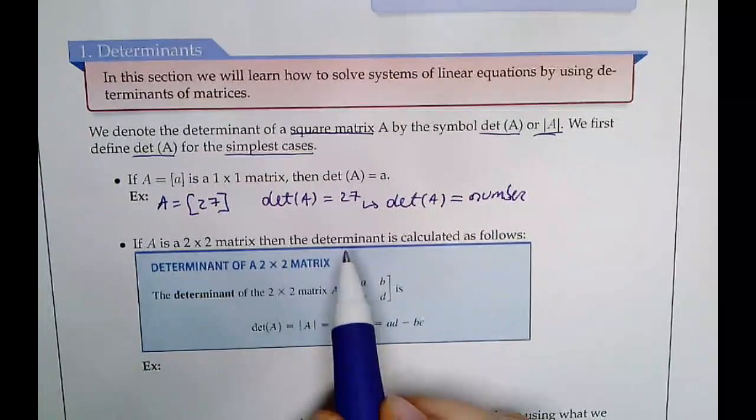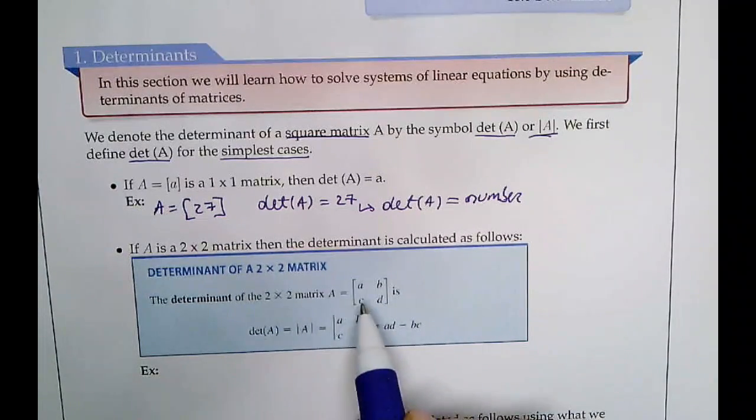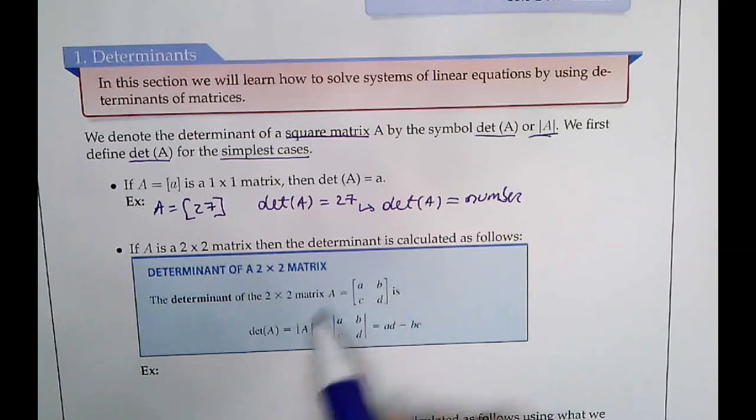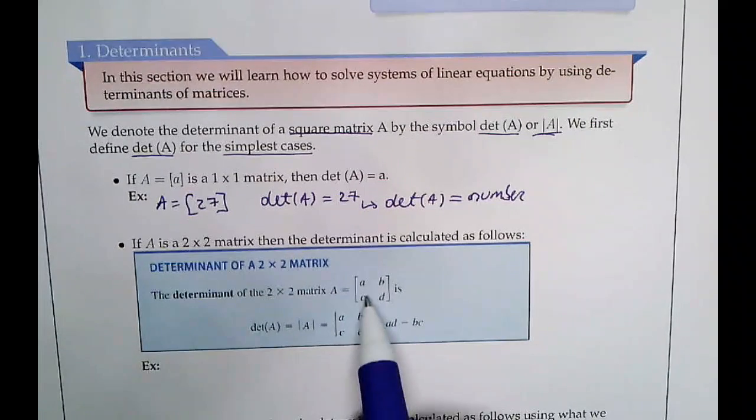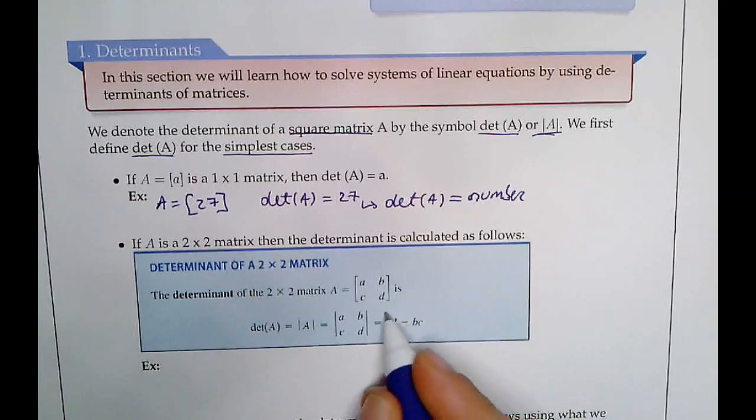Then if we have a 2 by 2 matrix, then the determinant is calculated as follows, and this is something that we went over in the previous lecture. So for a 2 by 2 matrix with entries A, B, C, and D, the determinant is just going to be A times D. So you multiply the entries on this diagonal, and then minus C times B.